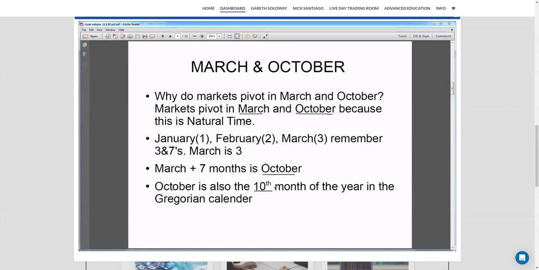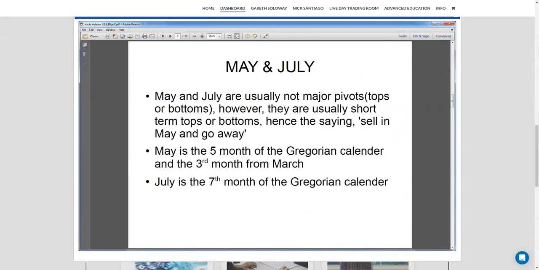Okay, it's also considered the 10th month of the Gregorian calendar. So October and March, two pivotal months. We also have the month of May and July. How many of you have heard the term "sell in May and go away"? May is the 3rd month from March, March being number 1, April being number 2, May being the 3rd month. We also have July.